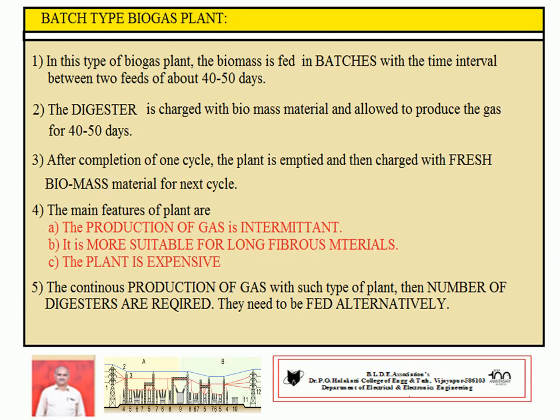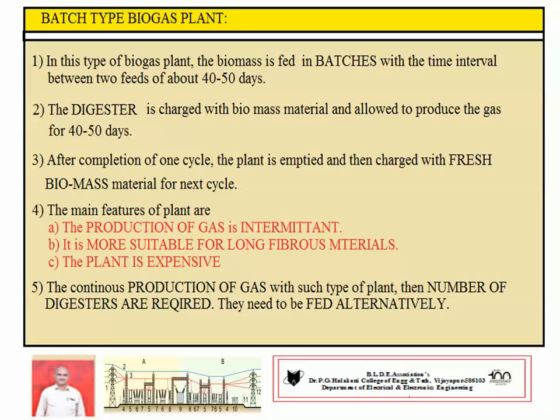And we already know the continuous type of plant is one category. Another main important type is the batch type biogas plant. The name itself implies that the production of the gas is batch-wise. In this type of plant, the feeding process is in batches with a time interval between feeds of about 40 to 50 days. That means the digester is charged with biomass material and allowed to produce gas for a minimum of 40 to 50 days.